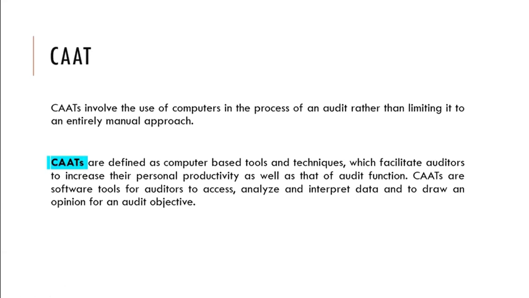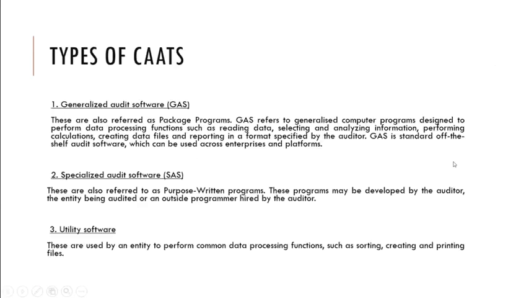So CAATs are defined as computer-based tools and techniques which facilitate auditors to increase their personal productivity as well as that of audit function. CAATs are software tools for auditors to access, analyze, and interpret data and to draw an opinion for an audit objective. So there are three types of CAATs. Generalized audit software, specialized audit software, and utility software.